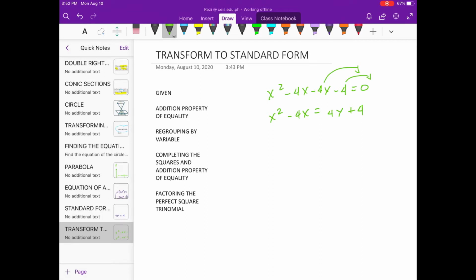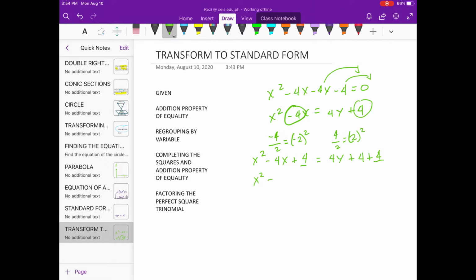After regrouping, let's complete the squares. X squared minus 4x plus blank is equal to 4y plus 4 plus blank. So let's get the second term. Negative 4 divided by 2 is negative 2, square that: 4. 4 divided by 2 is 2, square that is 4 also.